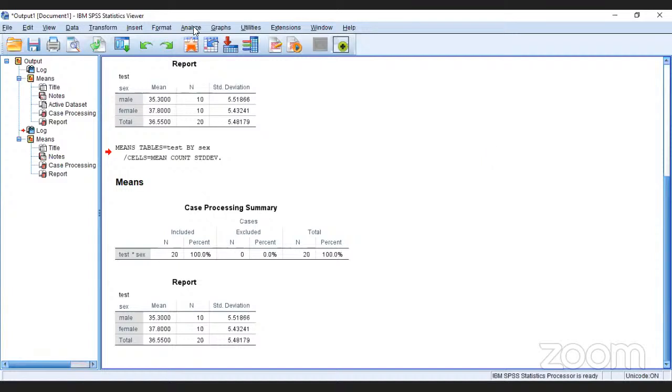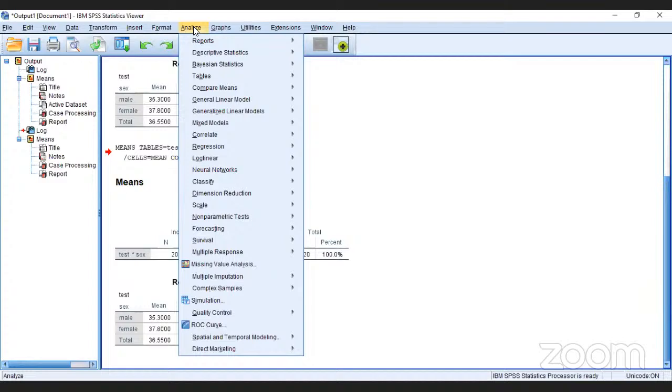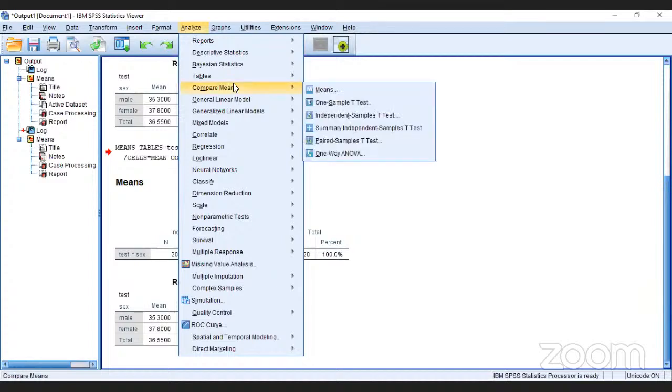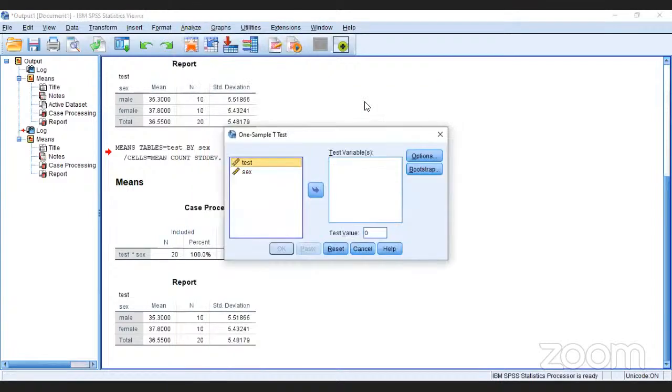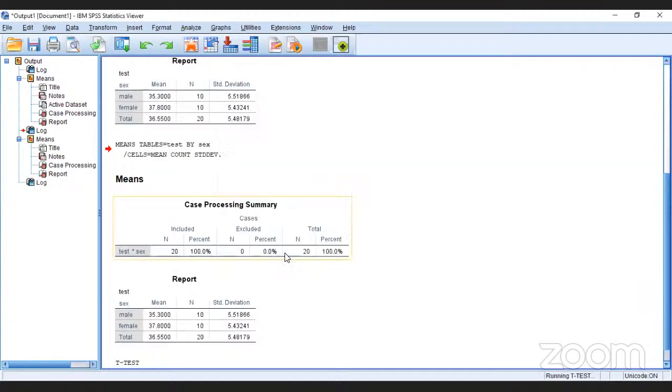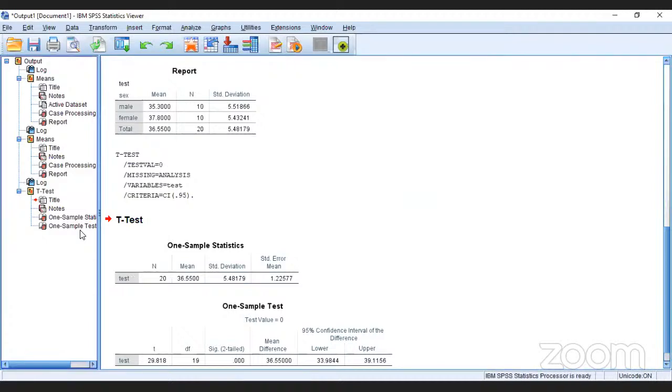Now, if I click again, analyze, compare means, one sample t-test. Okay, so I assume that there is no difference between male and female. So I am doing only the one sample t-test. So that is the result of the one sample t-test.